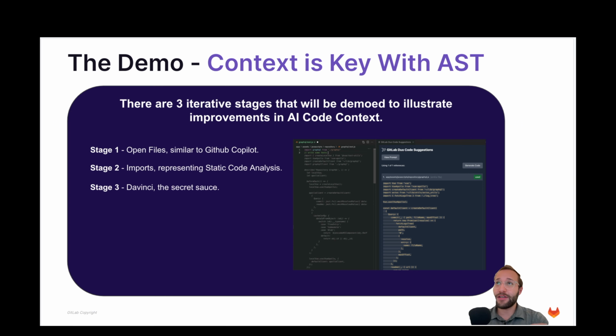Stage 2 is essentially using the abstract syntax tree for statically analyzing the code in real time and using that code as references towards the AI model. Stage 3, aka Davinci, or the secret sauce here to the demo, is an underlying API that we can use that resolves context across an entire repository at the scale of the GitLab monolith.